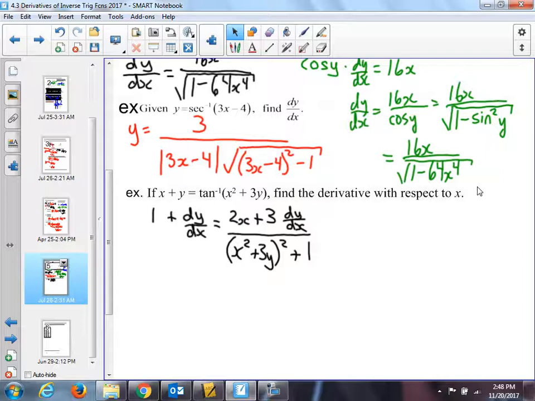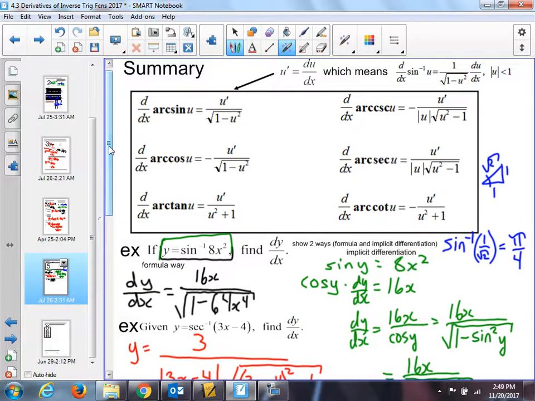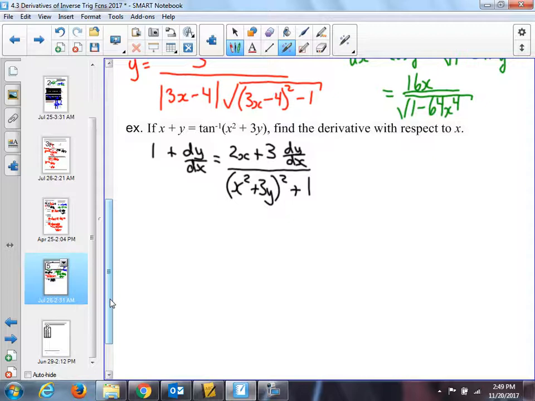Okay, so the first step was doing d by dx. 1, then dy by dx. Apply the formula, the derivative of the innards, right? Making sure that you have the 3y turning into 3 dy by dx. And the bottom was the innards squared plus 1. We got that from this formula, right? Okay. Once we do this, this is strictly algebra now. Isolate for dy by dx. I'm going to get this denominator multiplied up to the top. So, I'll write it down.